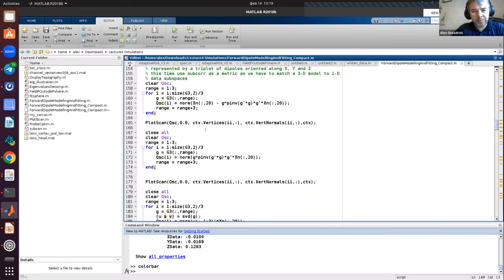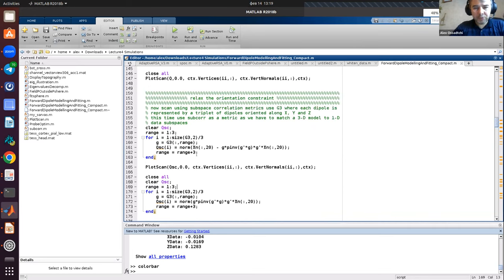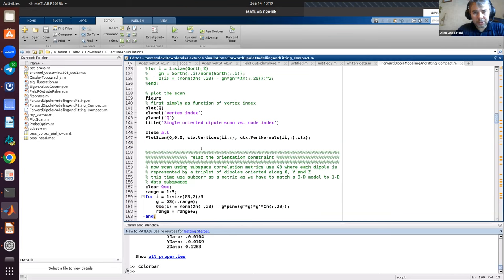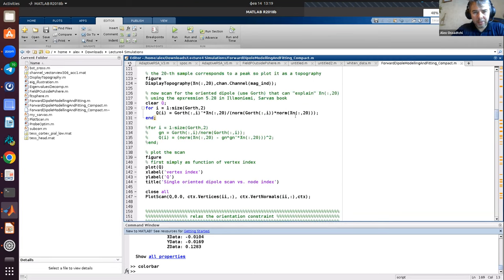Let us try and see something more complicated. But for this, I want to tell you that basically this plot, this scan.